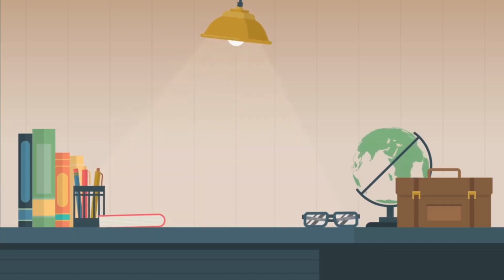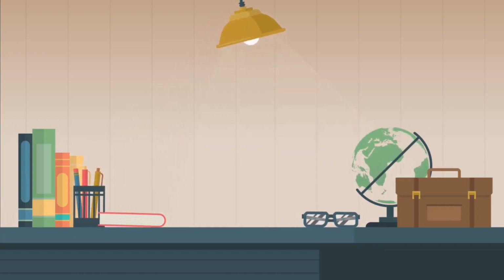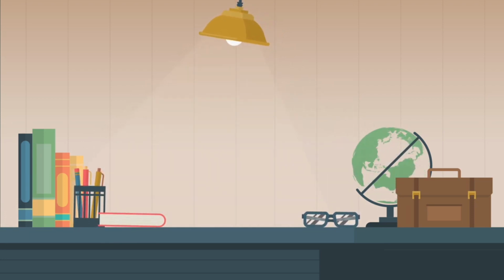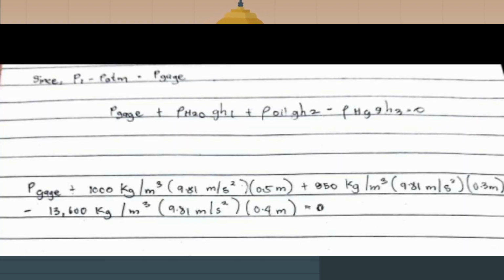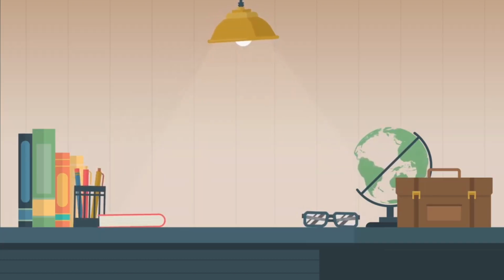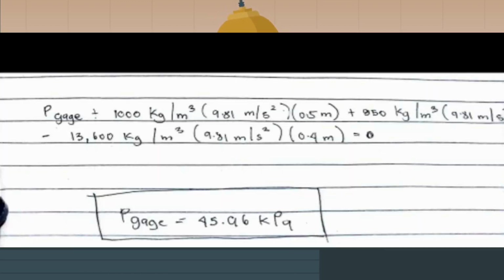Then we're gonna plug in our values in this formula. So it's gonna be like this. Then use the calculator to simplify our equation, and we're gonna have our final answer. The gauge pressure is equal to 45.96 kilopascals.